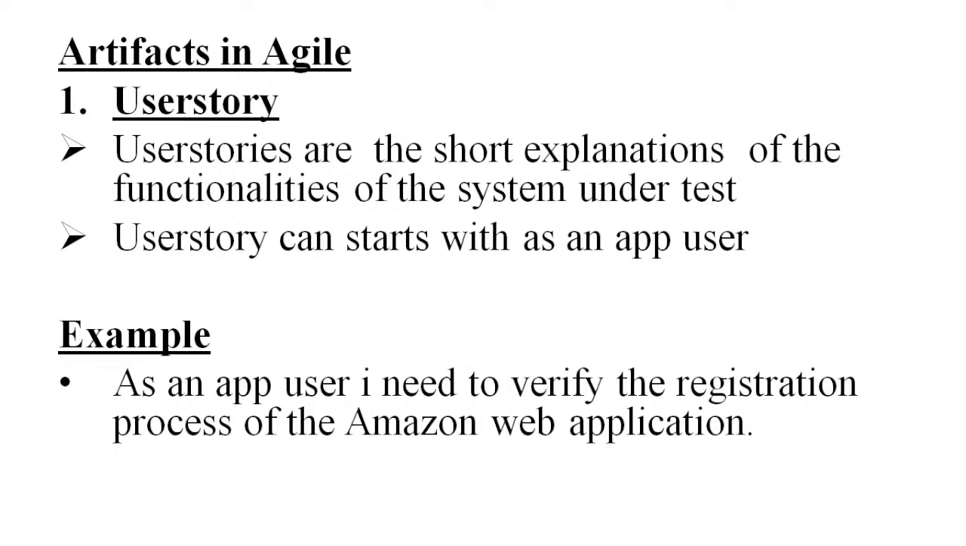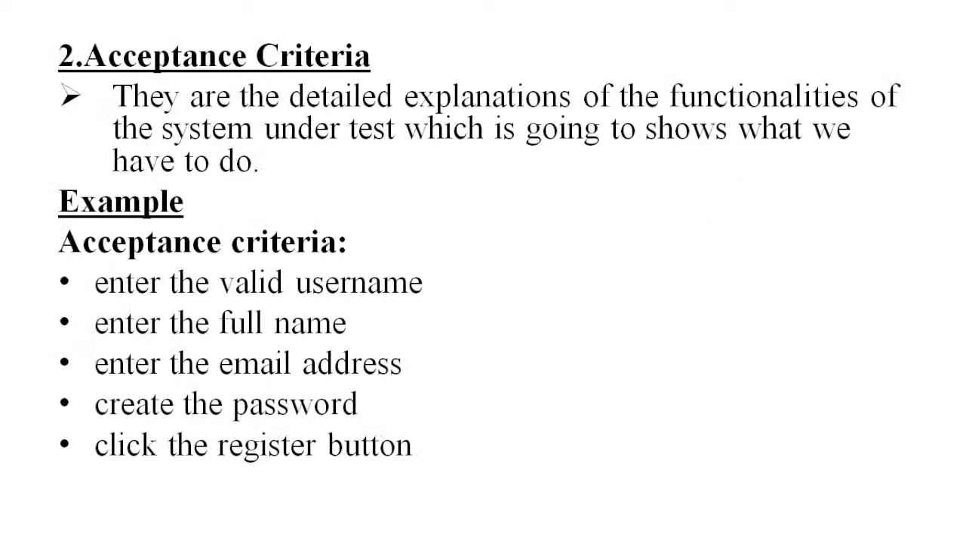In order to check these functionalities of the registration process of the Amazon web application, it will be considered as a particular user story. The user story mainly starts with "As an app user." So, as an app user, I need to verify the registration process of the Amazon web application. This will be the first one, the user story, and the second document will be the acceptance criteria.